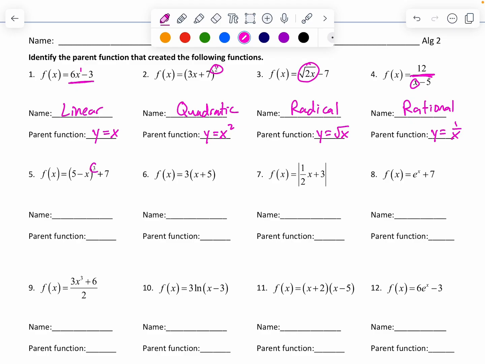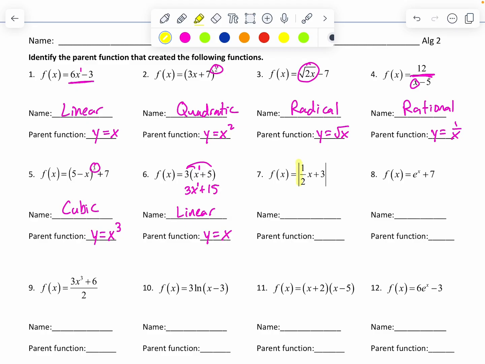5, the biggest exponent is a 3, and x is being raised to it, so that is a cubic. So its parent function is y equals x cubed. 6, I see a 3 outside of the parentheses, but the x, when I think about what's being done to it, its biggest exponent is a 1. If it helps to distribute the 3, you can. It'd be like 3x plus 15. Again, biggest exponent's 1, so I know that's linear. So y equals x.